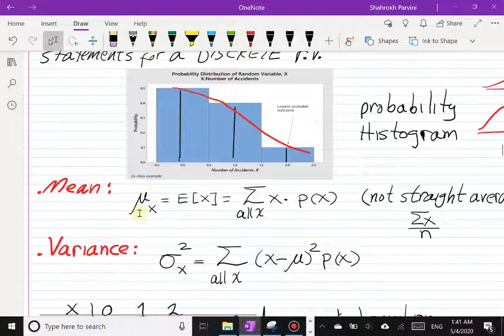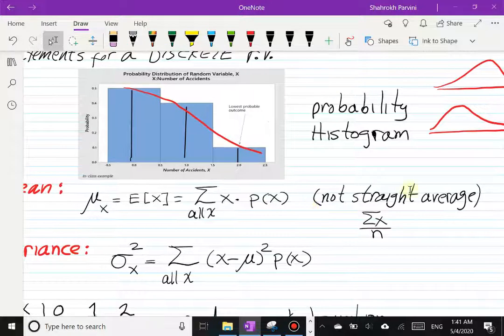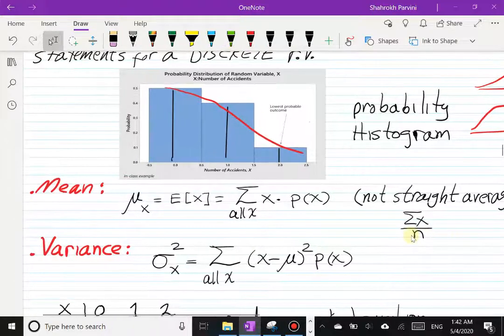So how do we find the mean? Here's our formula. Sigma x times p of x. And I'll show you how this formula works in a moment. One thing we don't do is we don't do a straight average. So I'm not going to do, for example, x's were 0, 1, 2. You're not going to do 0 plus 1 plus 2 divided by 3. It's not your ordinary average. So this means you multiply the outcome times probability of the outcome for the random variable.